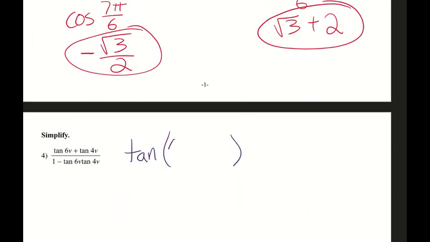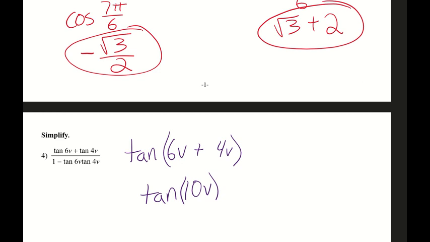So our two angles, it's 6v and 4v. For tangent, our sign is the same one as in the numerator. And then we just add those together, and we're left with the tangent of 10v. And that's as simple as we can get it.